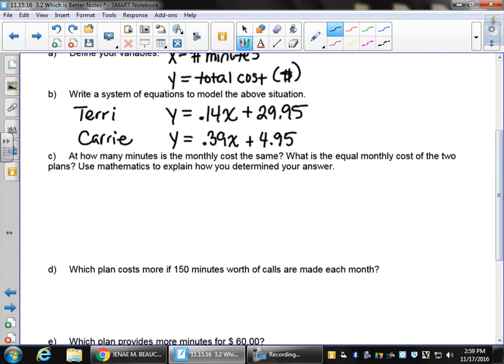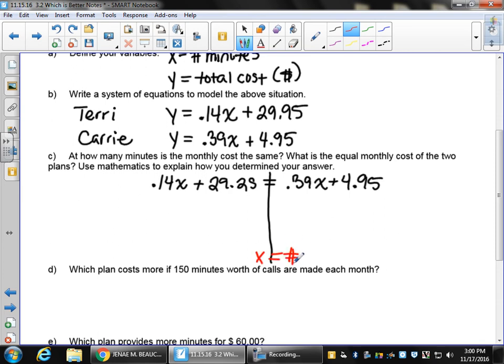Let's keep going. Part C says, at how many minutes is the monthly cost the same? So as soon as I figure out when they're the same, I know I will set Terry's equation equal to Carrie's equation and solve. That will look like 0.14x plus 29.95 set equal to 0.39x plus 4.95. Don't drop your decimal points. Line down the equal sign and solve. Remember that we have a goal of x equals a number. Go ahead and pause if you haven't already solved this and do it yourself.